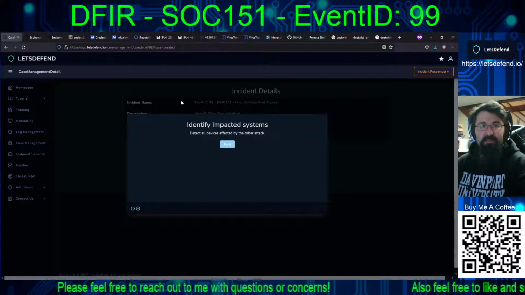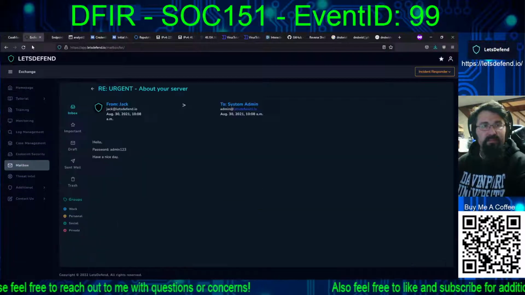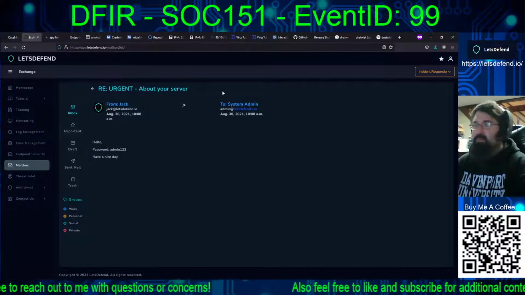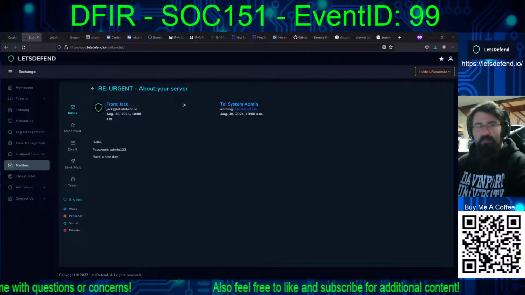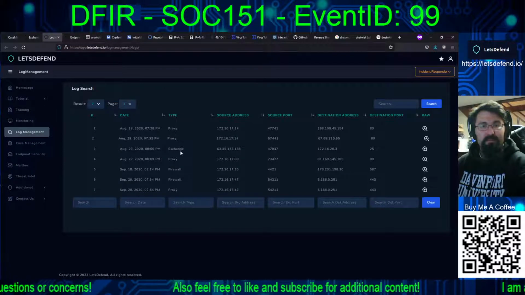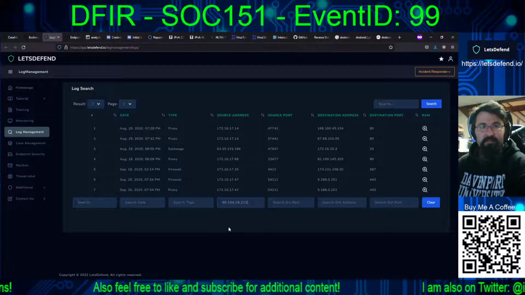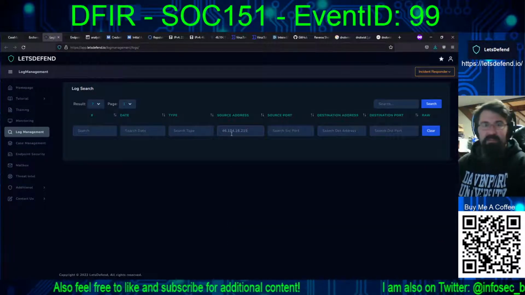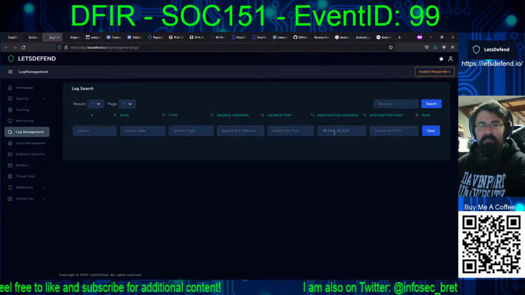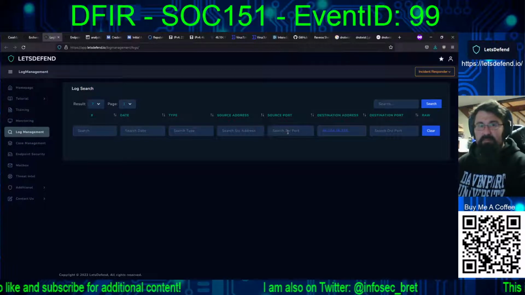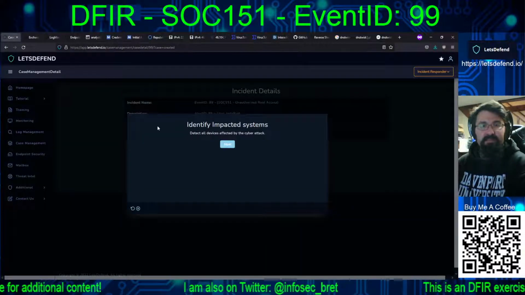Detect all devices affected by the cyber attack. Well, it should only be this one. But what we can do is open up log management and just verify. We'll set the source address as the 46.104. Let's make sure. No, it's all the way through. Destination, anything else in there? No. And we've already gone through back and forth for the 220. So it's a singular system.